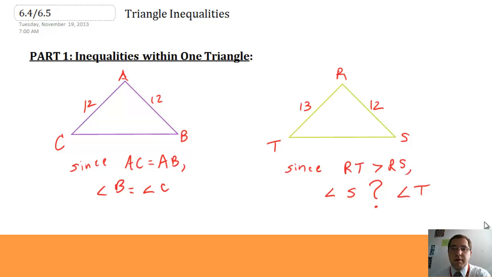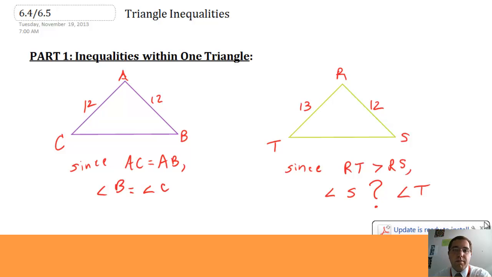This is section 6.4 and 6.5, Triangle Inequalities. First part of this video is on inequalities within one triangle. So look at the purple triangle I've drawn there on the left. That triangle has two equal sides. AC and AB are both 12, so they are equal.